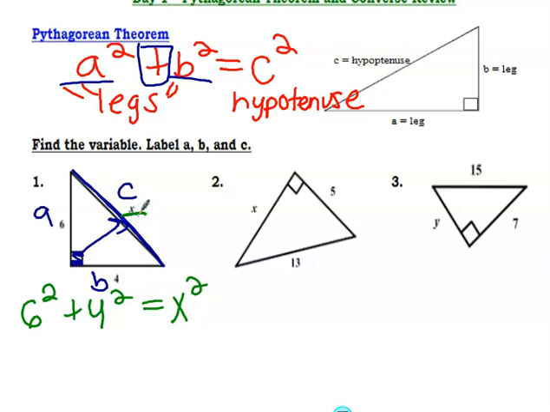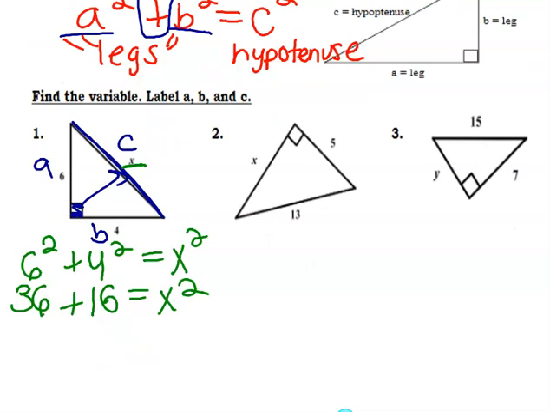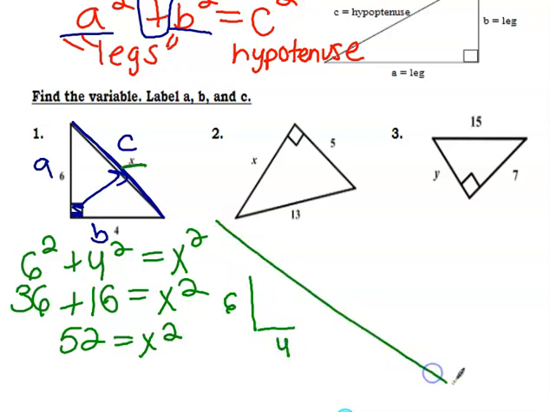So 6 times 6 is 36. 4 times 4 is 16, and that equals x squared. Now I'm going to add them together. So 36 plus 16 is 52, and that equals x squared. Again, I'm not going to have a side of 6, a side of 4, and a side of 52. That wouldn't make a right triangle. We want a right triangle.